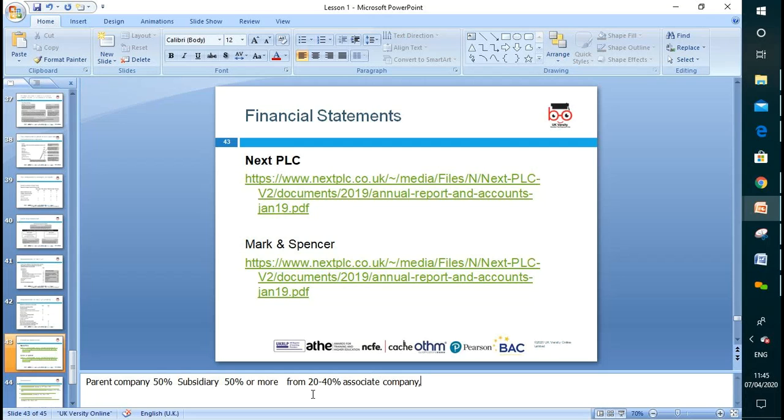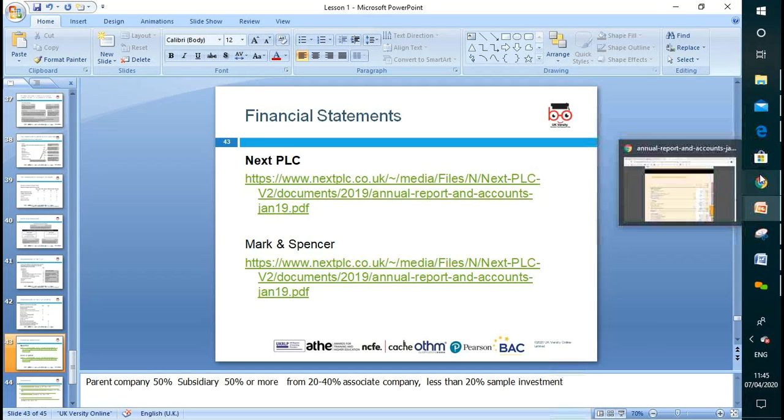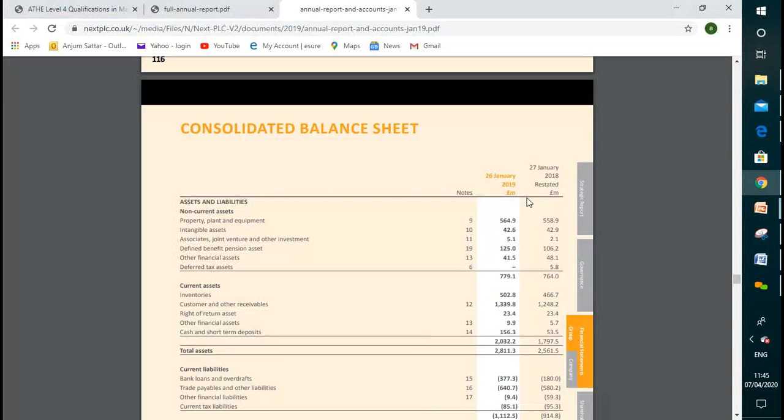And then if you have an investment of less than 20%, this is called your simple investment. So you can say this is my investment in that company. You can't call it an associate or subsidiary.